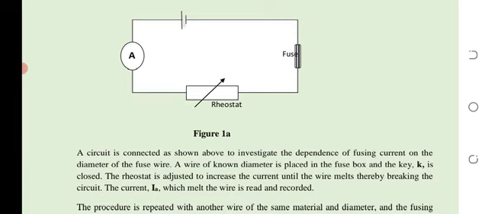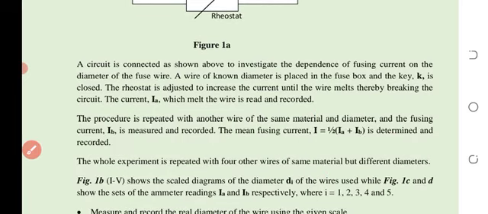Okay, now, the key K is closed. The rheostat is adjusted to increase the current until the wire melts. Like I mentioned, the rheostat is used to control the current, thereby breaking the circuit. And the current I subscript A, which melts the wire, is read and recorded on the ammeter.